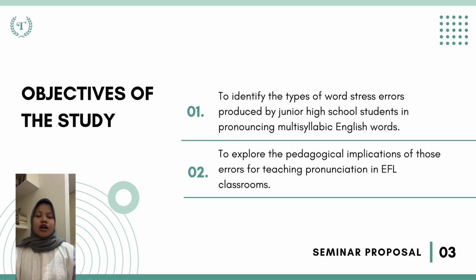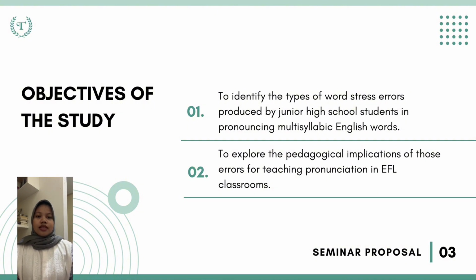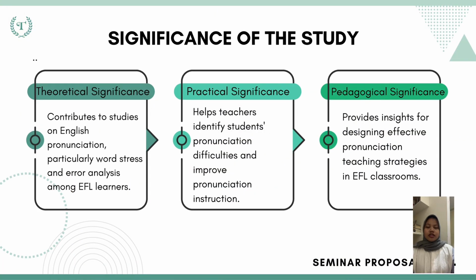The next slide is objectives of the study. In accordance with the research problems, this study has two objectives. The first objective is to identify the types of word stress errors produced by junior high school students in pronouncing multisyllabic English words. The second objective is to explore the pedagogical implications of those errors for teaching pronunciation in EFL classrooms.